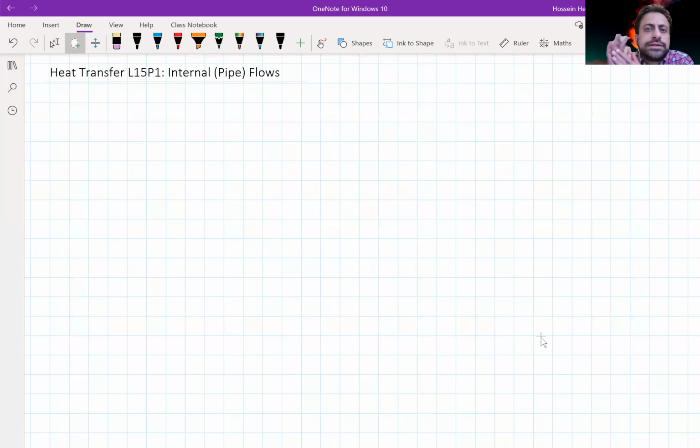So far, we have seen the convective heat transfer for external flows, such as flat surfaces or cylinders or spheres in cross-flow. And now we would like to look at the convection that happens in internal flows such as pipe flow. And first, let's look at the hydrodynamic boundary layer for internal flows.